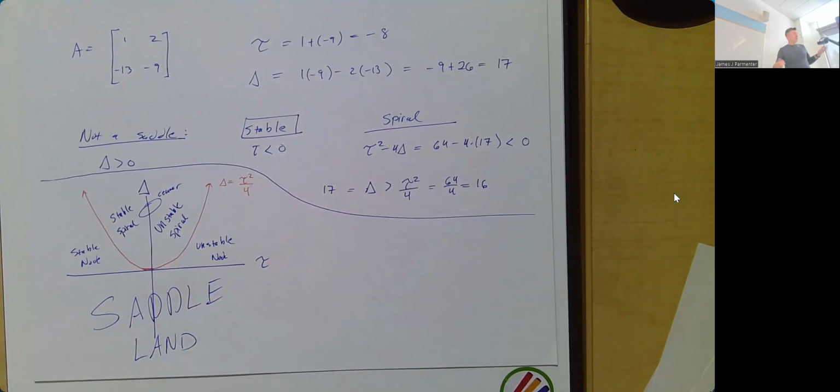So if your determinant's negative, you get a saddle. This picture is often referred to. You should at least have seen it a couple times now. You don't have to know it, but people like it. So that's why I'm showing it to you, because it's kind of neat. All right, so yeah.